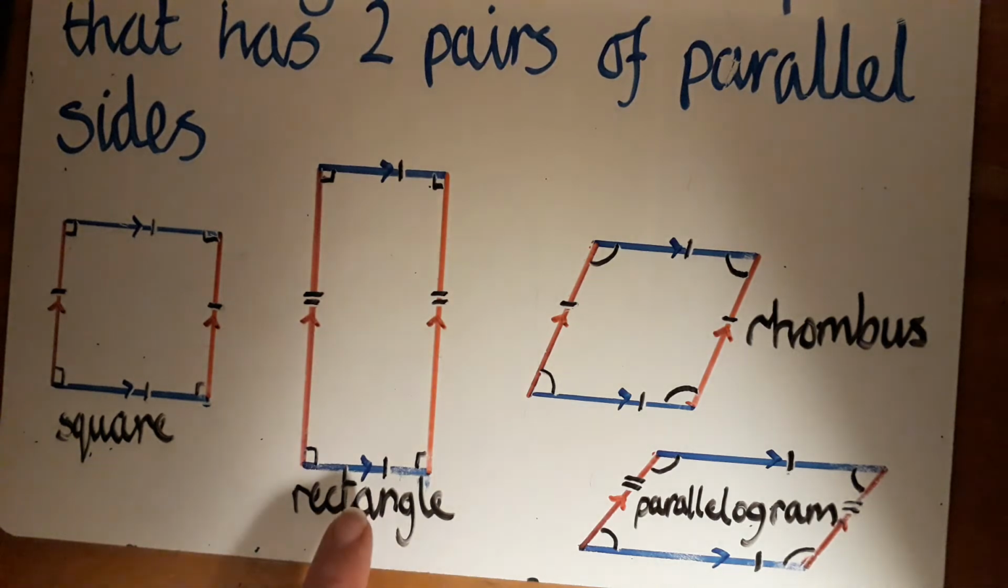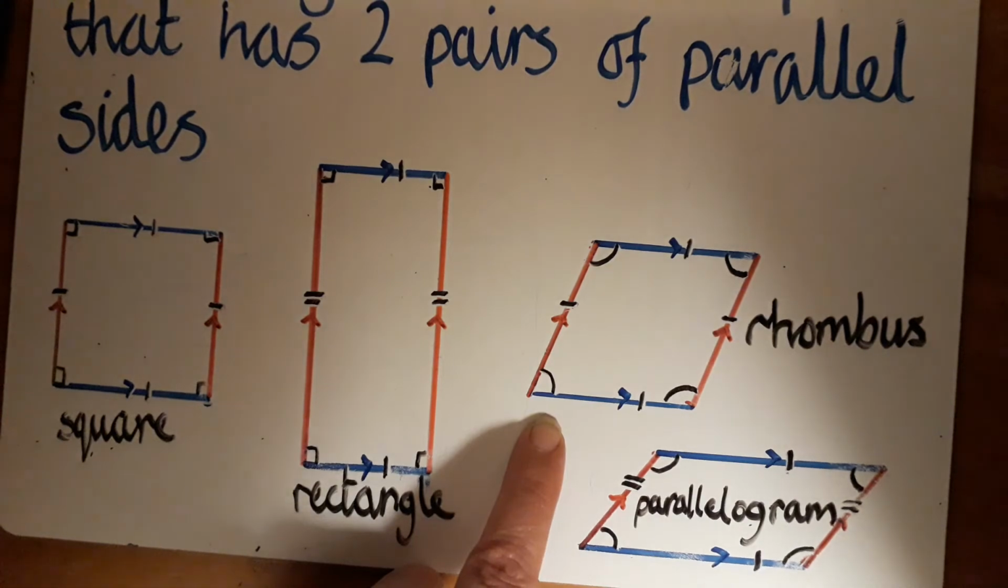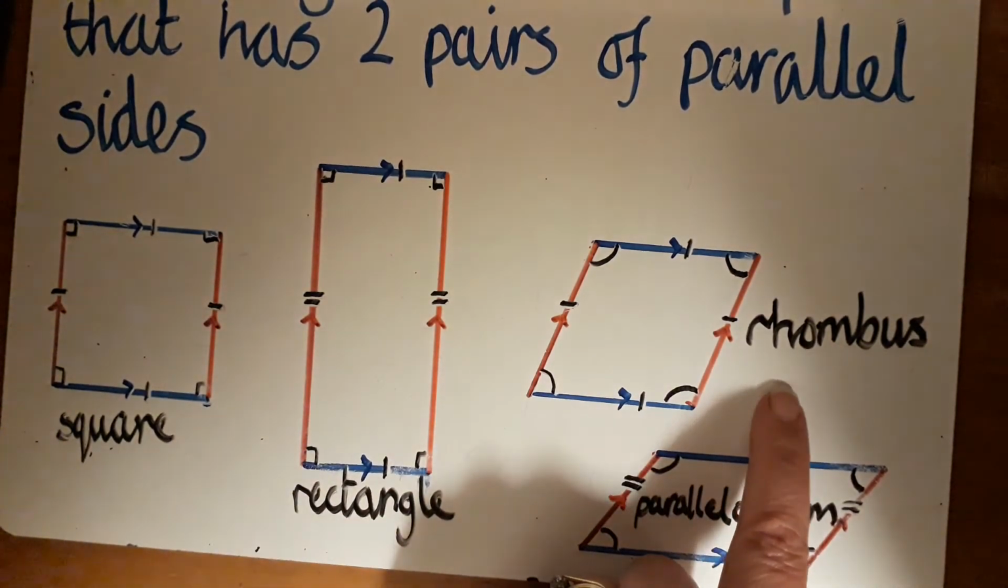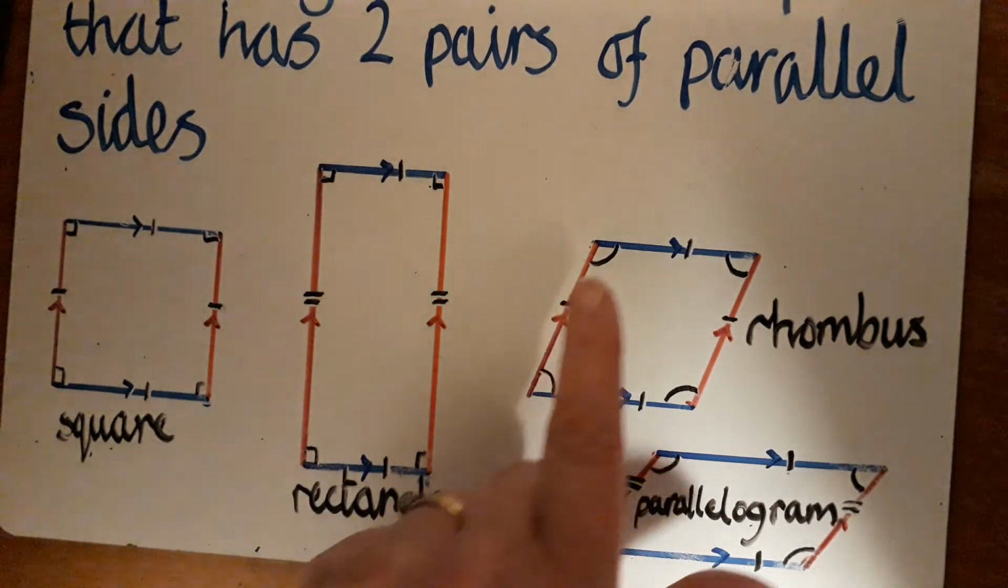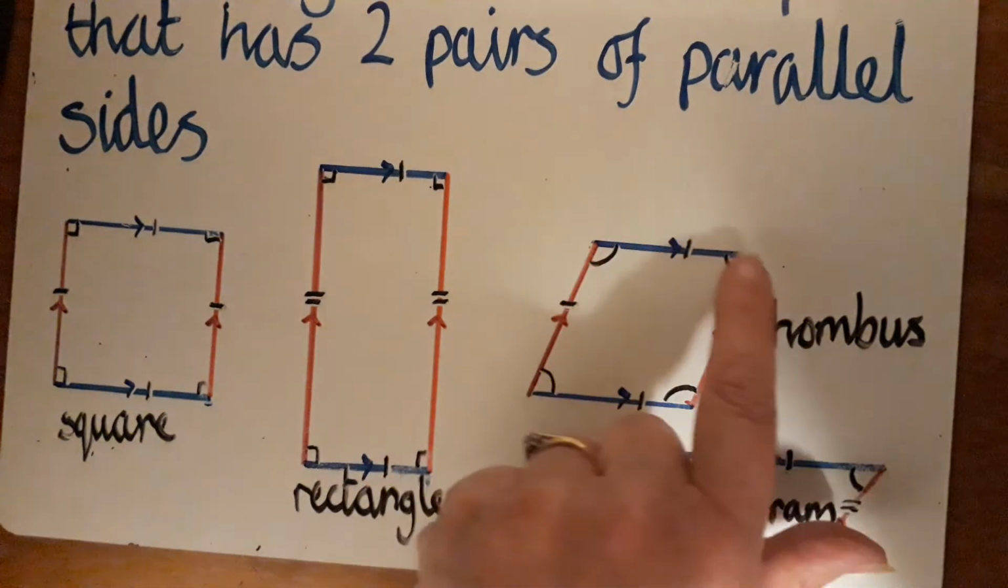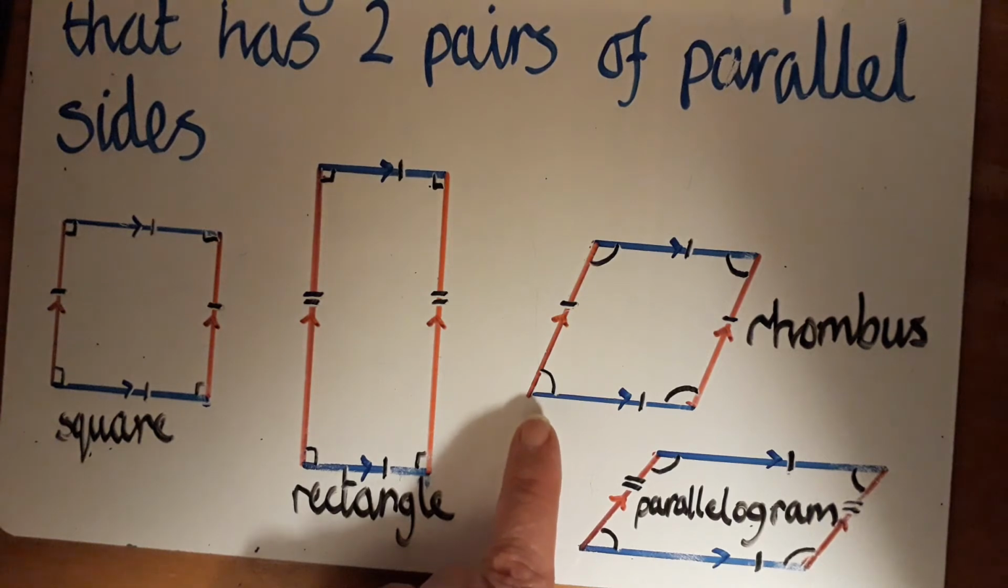Okay. Now, this is my favourite quadrilateral because it's called a rhombus and it's like a square that's been given a push. So all of the sides are the same length, but unlike the square, the angles are not right angles. So if the sides are the same length, but the angles are not right angles, then it's a rhombus.